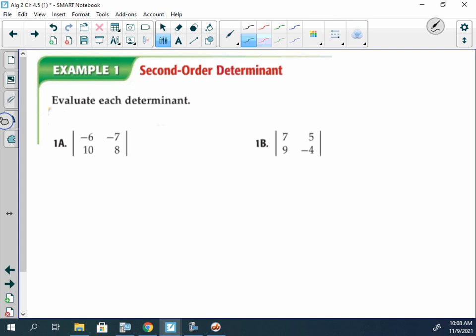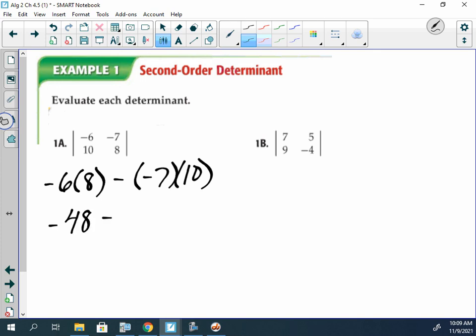So for 1A, what would we be doing? Minus negative 6 times 8 would be negative 70, which would be the same as plus 70. Now, if you were doing this in your head, it would be 22, yes?